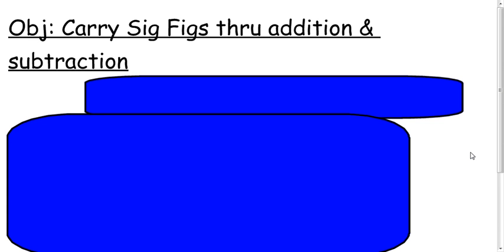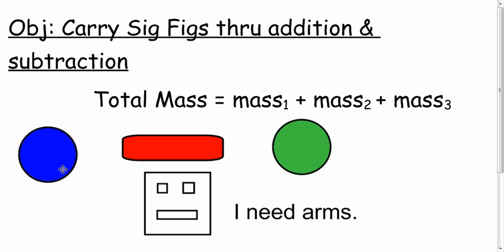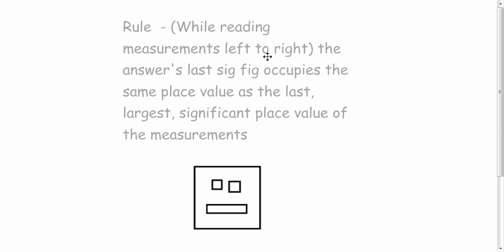The purpose of this video is for you to be able to carry sig figs through addition and subtraction problems. For example, let's say you had three masses, or in this case shapes, and you wanted to know the total mass of them. This is when you'd use this rule.